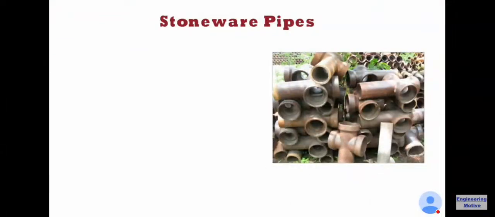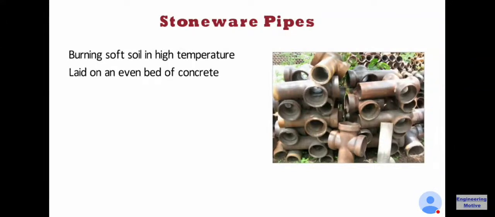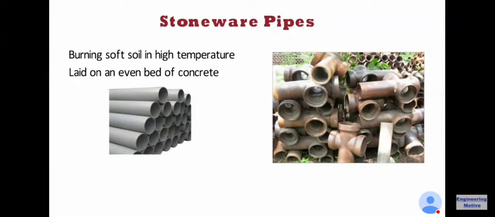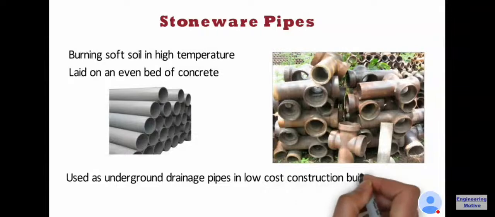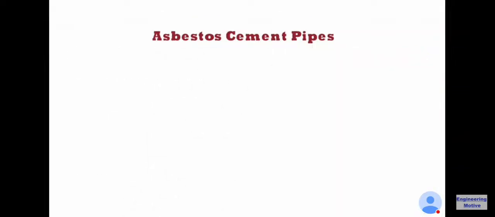Stoneware pipes. Stoneware pipe is manufactured in ceramic industries by burning soft soil at high temperature. These pipes are laid on an even bed of concrete. Nowadays, PVC pipes are being preferred to these pipes in many places. These pipes are extensively used as underground drainage pipes in low-cost construction buildings. These pipes are cheap.